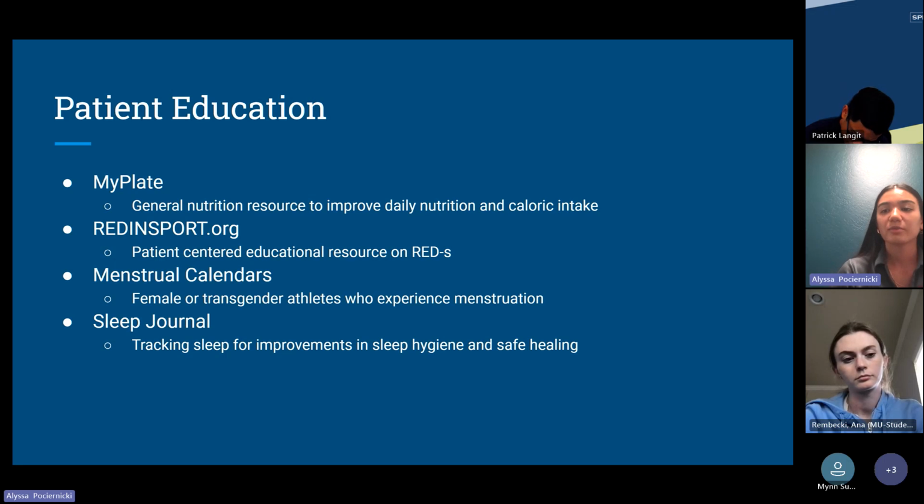And then a sleep journal, which is pretty simple, just tracking their sleep for improvements in sleep hygiene and safe healing. Overall, if our patients aren't getting enough sleep, then that can result in improper muscle healing and not having enough energy to perform any exercises. So just very general stuff, mostly because there isn't a whole ton out there to give to our patients. But these are some general resources that I found would be pretty helpful to give a patient who has relative energy deficiency, starting out before they see their primary care provider or whatever clinician they're going to see.